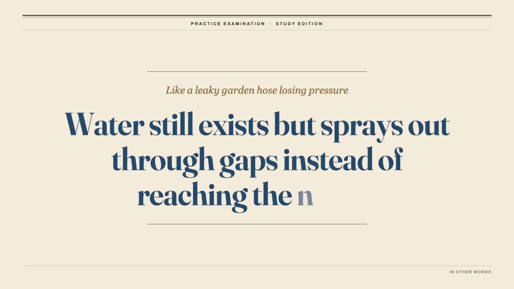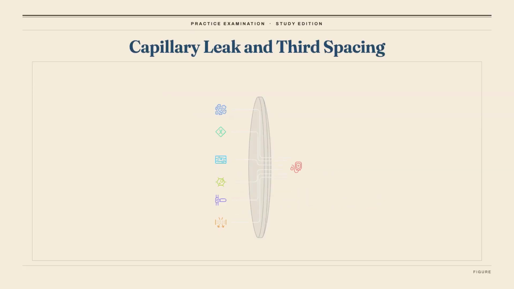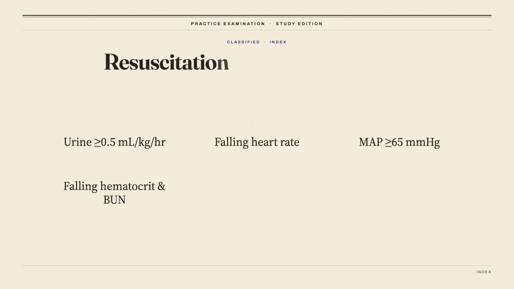Inflammatory mediators from the injured pancreas widen the junctions between endothelial cells. Plasma normally held in circulation by albumin leaks out into the interstitial and retroperitoneal spaces, sometimes 6 liters or more, in a process called third spacing. The fluid never leaves the body, it leaves the bloodstream, the only compartment that generates blood pressure and perfuses organs. Tachycardia, falling urine output, rising hematocrit, and climbing blood urea nitrogen are all downstream reports of the shrinking intravascular volume.